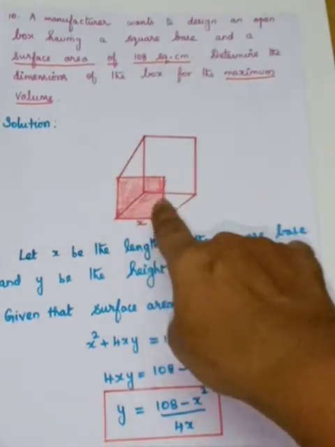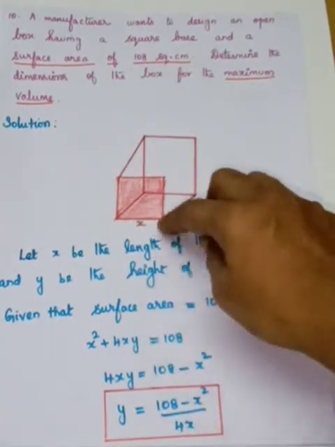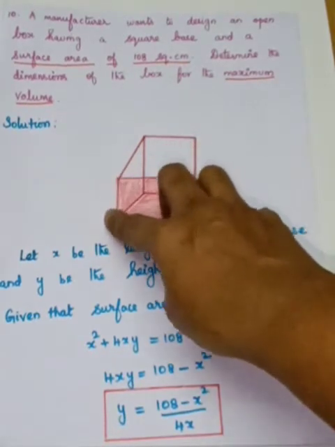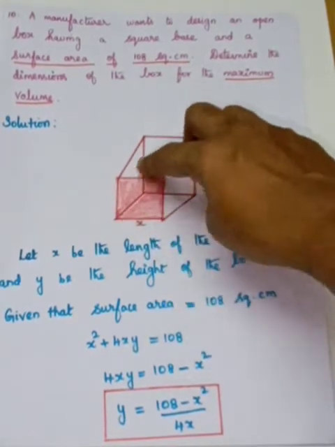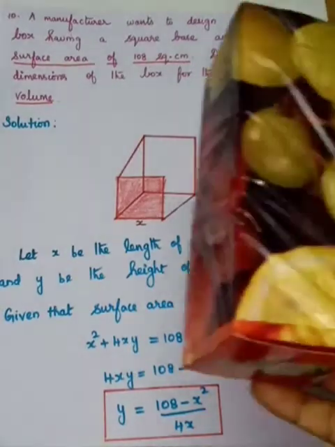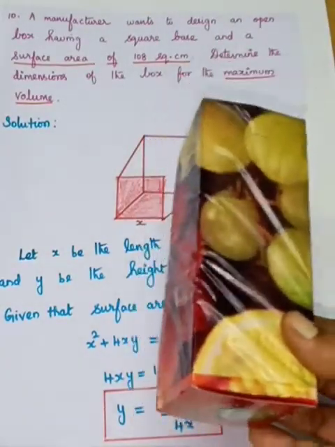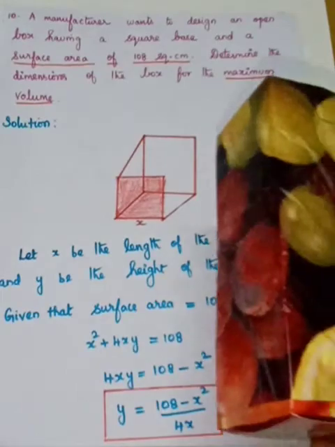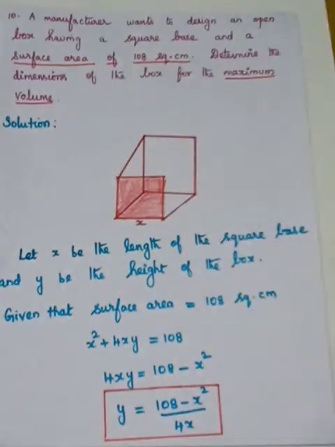Here the base is shaded. So this distance is x, here also x, this also x, this also x. So this is y, here also y. So that is what I have shown through this box. Okay, what is given about the box? Surface area is 108 square centimeters.